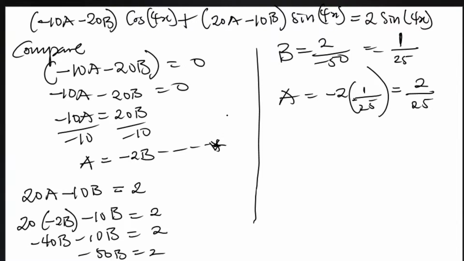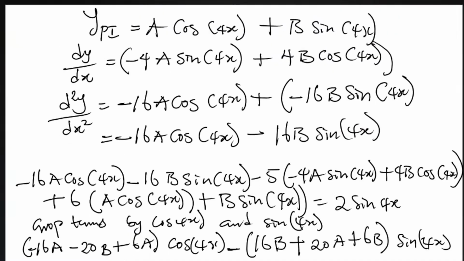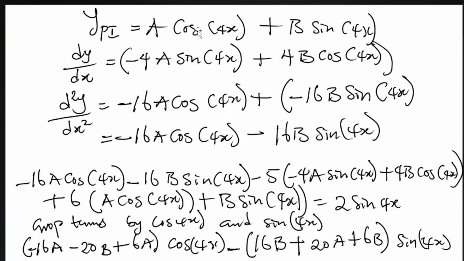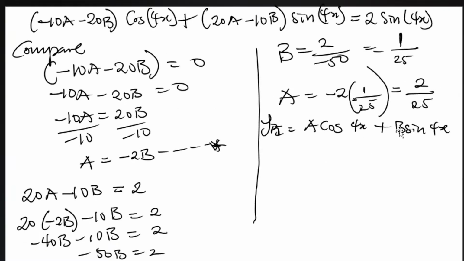So what you do is you impute those values into our given equation for our particular integral. Your particular integral equation, which is ypi, will now be equal to A cos 4x plus B sine 4x. That's what we have there, right? Let's confirm that. This is A cos 4x plus B sine 4x. So since we have A cos 4x plus B sine 4x, we impute the values for A and B.